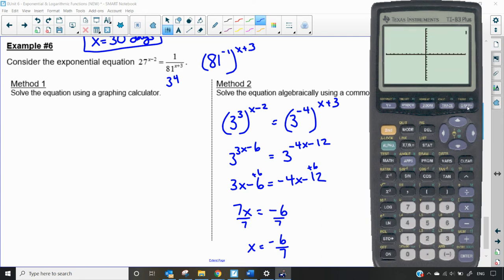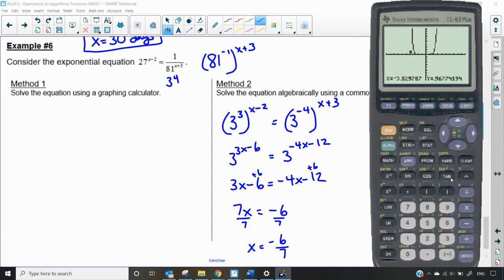Now, when we graph the functions here, it's not going to look like these are really intersecting, but that's because these are exponential functions and they're getting closer and closer to 0 without touching. So if I go second calc 5, enter, enter, enter, I get an intersection point of negative 0.857. If you put negative 6/7 in your calculator, you'll see that they're the same decimal. Now, if I wanted to zoom in a little bit, I could use zoom box.